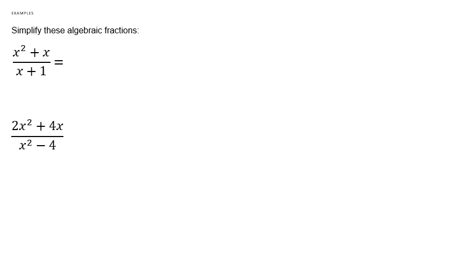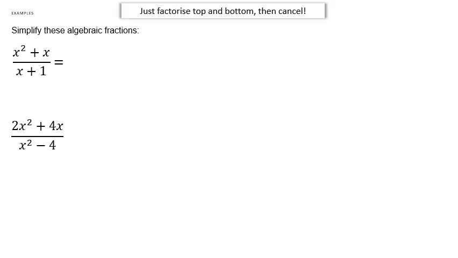To simplify these algebraic fractions, the first thing we need to do is to factorise top and bottom if we can, and then look to cancel. So here we can factorise the top because we can see x is a factor of both x squared and x. We can't factorise the bottom at all, but now we've got this, we can see we can divide top and bottom by x plus 1, and that will just give us the answer x over 1 or x.